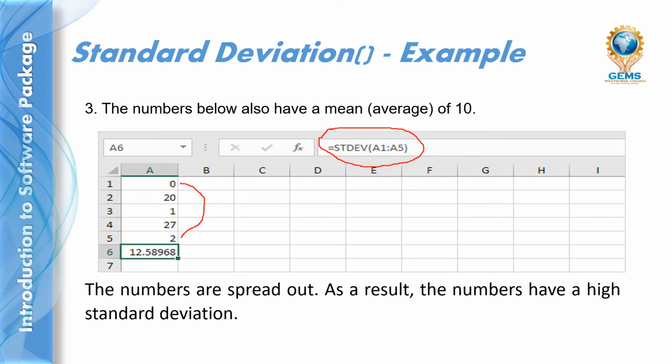So what is the result of this? 12.589668. This is the standard deviation of this program. So this is one of the high standard deviations.